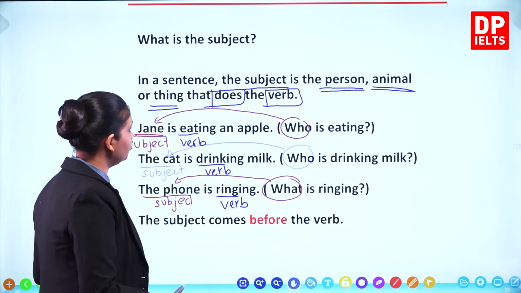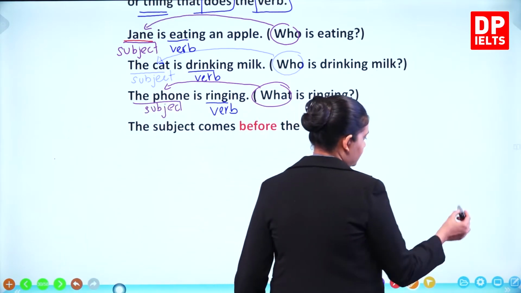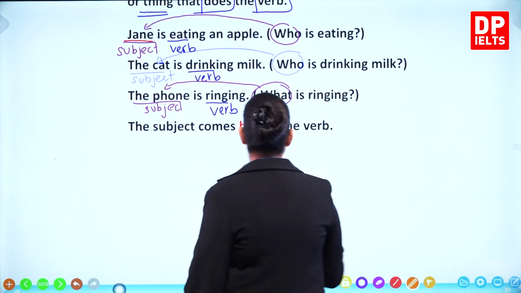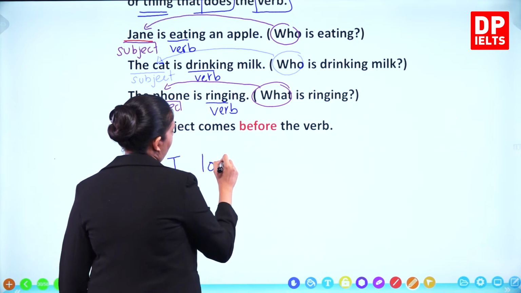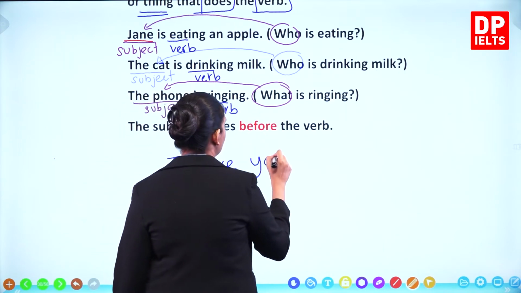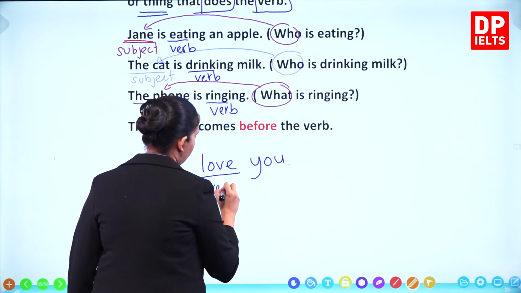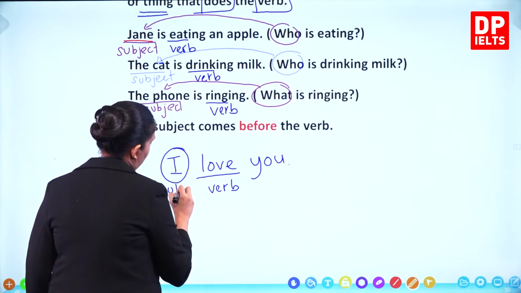I'm going to show you a simple example, right? If I took this example before also, so I love you, right? So this is the verb, this is the subject.